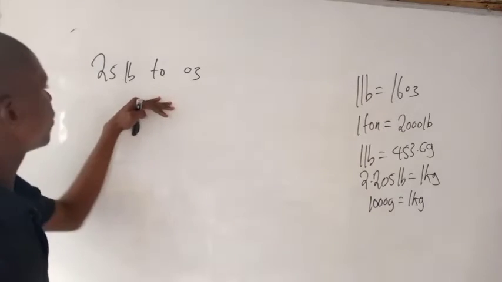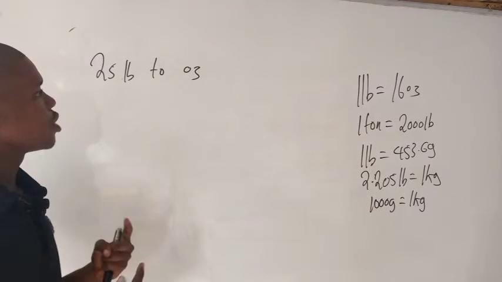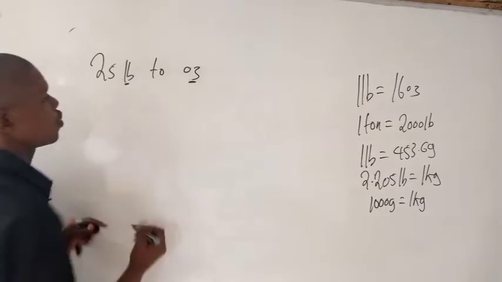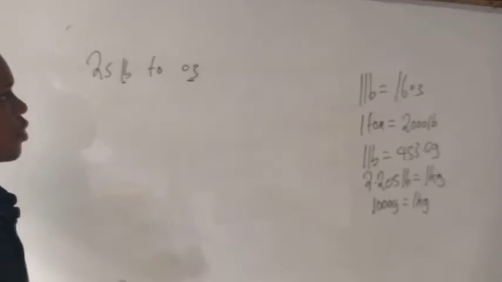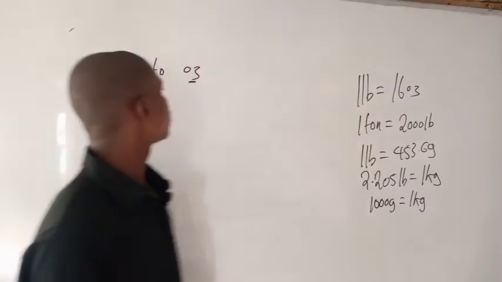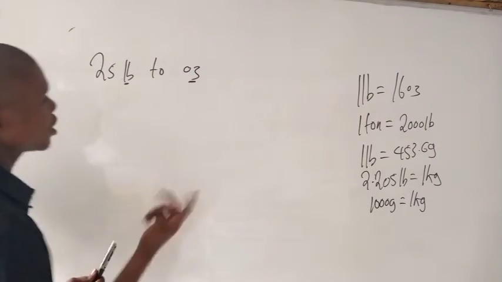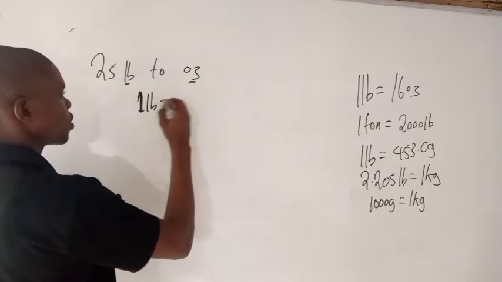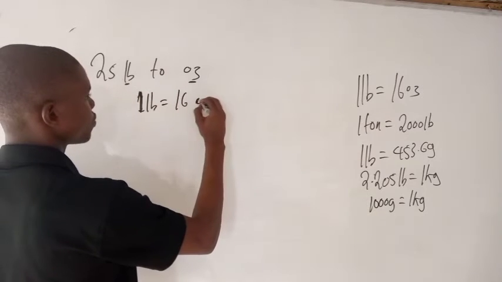So how are you going to do that? First thing you want to know is the relationship between pounds and ounce. So what is the conversion factor? If you look at this other one here, 1 pound equals 16 ounce. So we are going to write that: the relationship between the two of them is 1 pound equals 16 ounce.